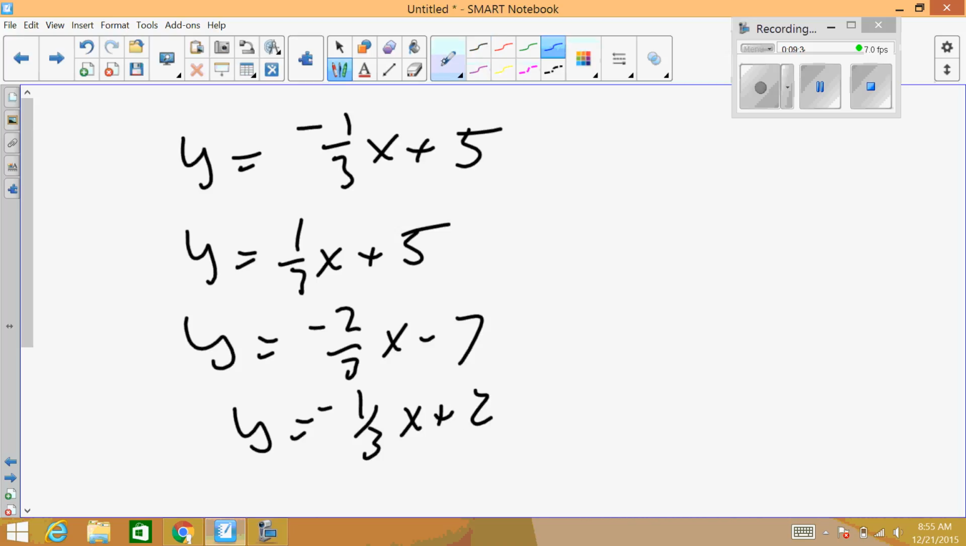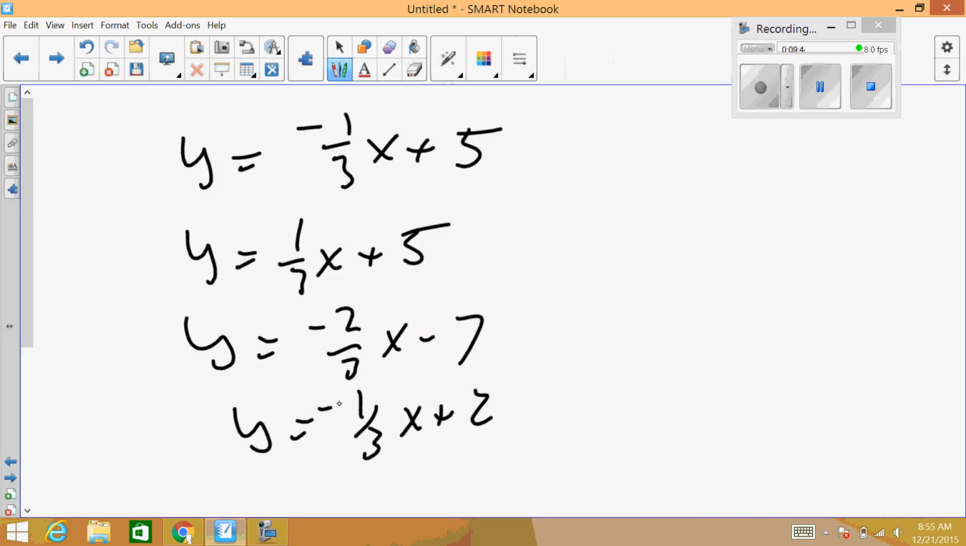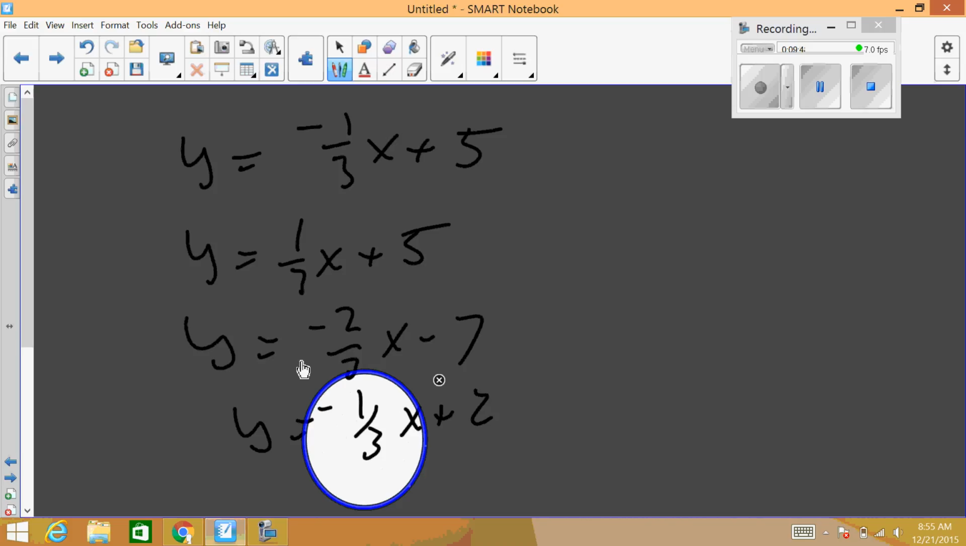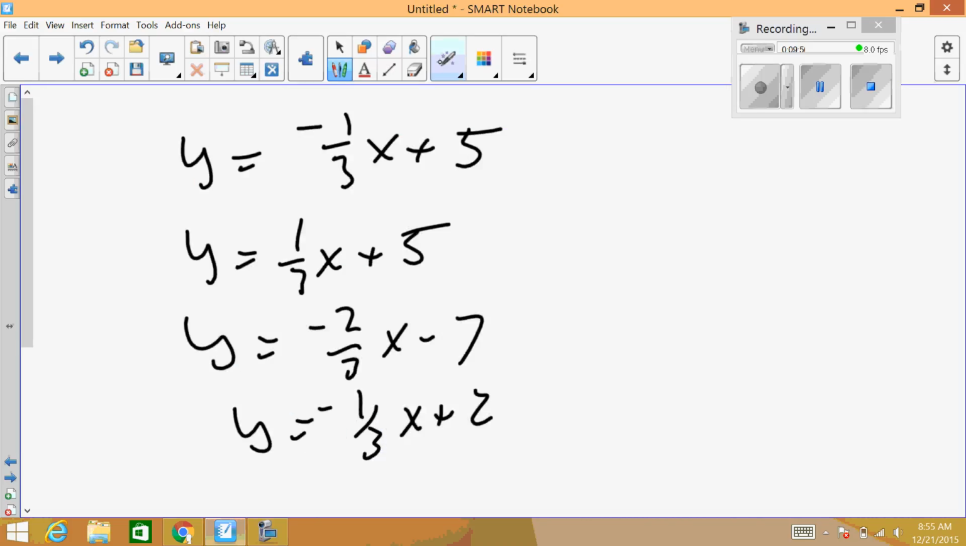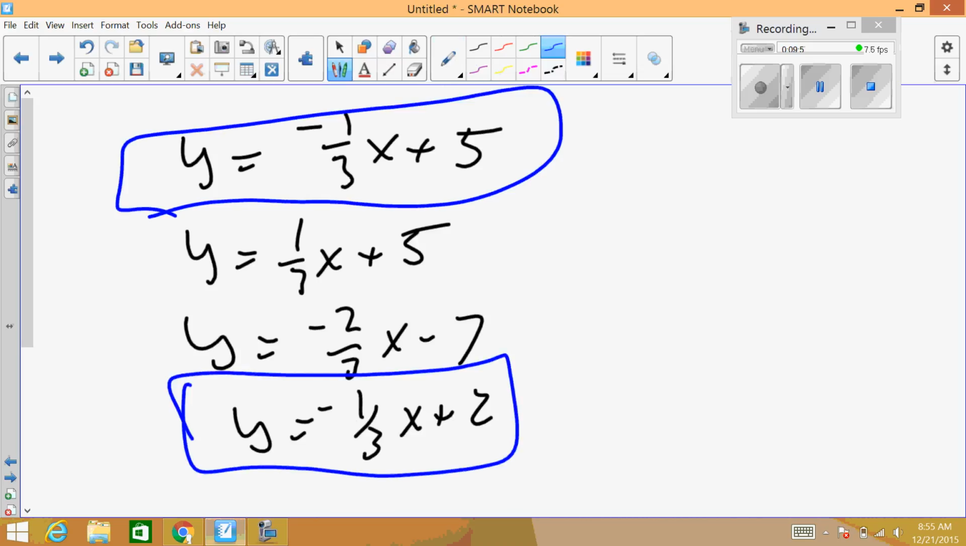So I need to think about what I need to look for with parallel lines. I'm going to look and say, well, that one right there has a slope of -1/3. Are there any others that have a slope of -1/3? Oh, right here we have a slope of -1/3. That tells us that those two lines are parallel. This line is parallel to this line.